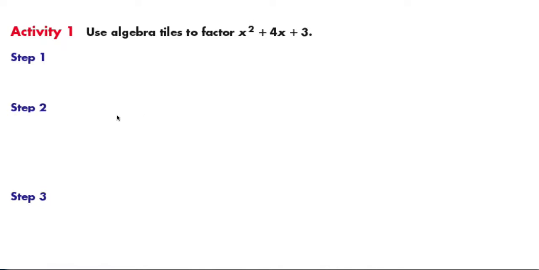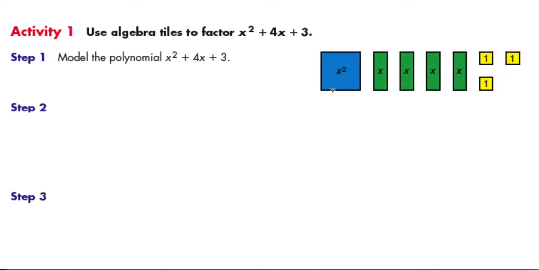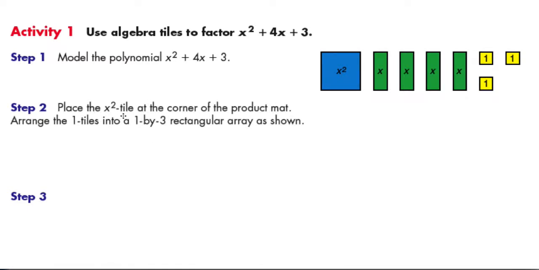Let's factor x squared plus 4x plus 3 using the tiles. Step number 1, model the polynomial x squared plus 4x plus 3. This is how it looks: you have 1 x squared tile, 4 x tiles, and 3 unit tiles. Then step number 2, place the x squared tile at the corner of the product mat. Arrange the 1 tiles into a 1 by 3 rectangular array as shown. So this is your x tile right there, and these are your unit tiles right there.